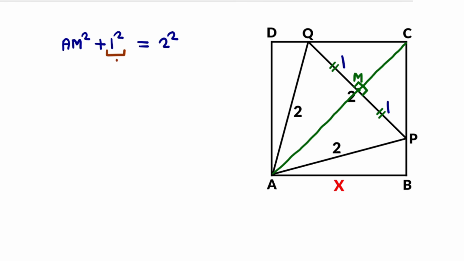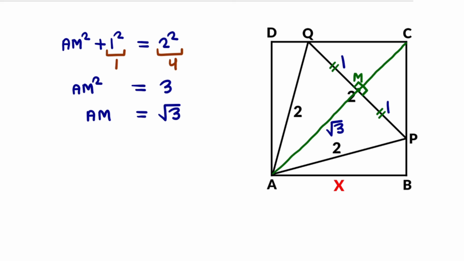1 squared is 1. 2 squared is 4. Subtract 1 from both sides, and we get AM squared equals 3. Taking the square root gives us AM equals the square root of 3.